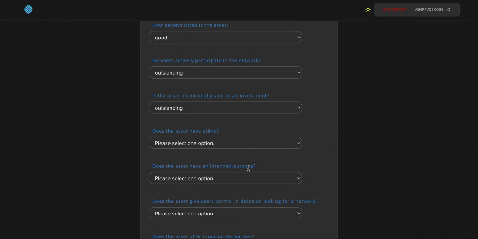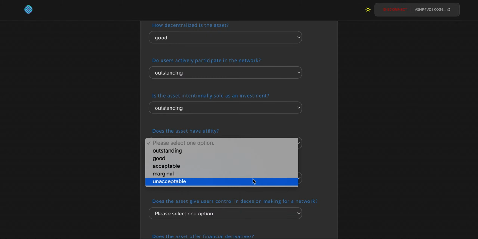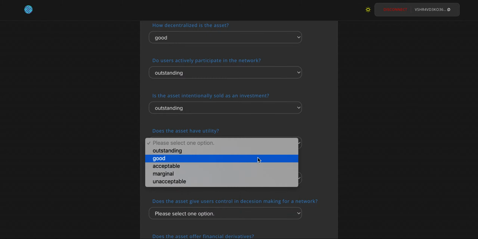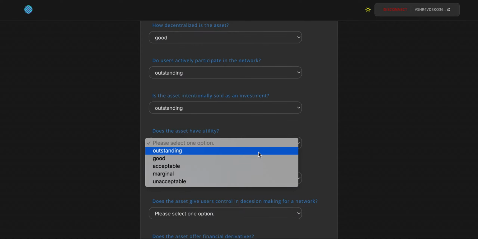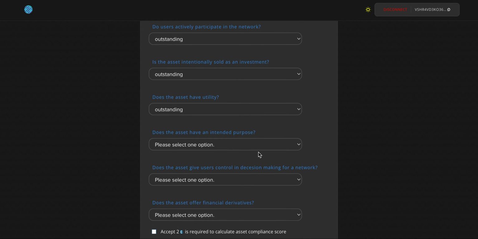Does the asset have utility? If yes, then it's good. If no, then it might be marginal. If the asset is designed for a specific purpose, if there's a need for the asset, that's a good thing. It makes it less likely to be a security.